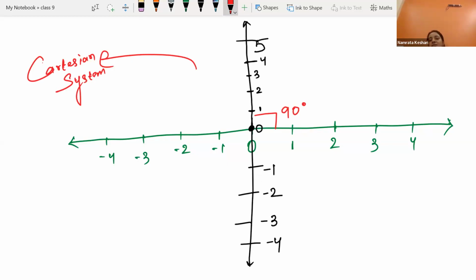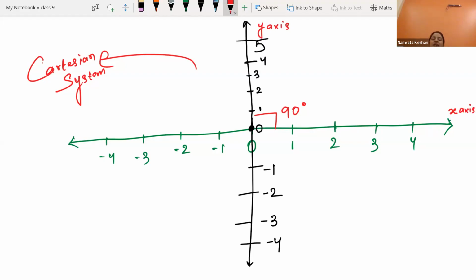Okay, so this is nothing but just a number line, the horizontal one and the vertical one. From now onward, we cannot say the horizontal one and the vertical one. Just to avoid this terminology, we are going to say the horizontal as x-axis and the vertical as y-axis.